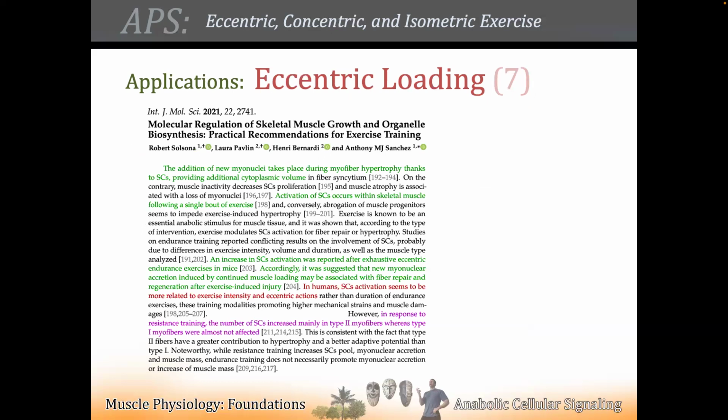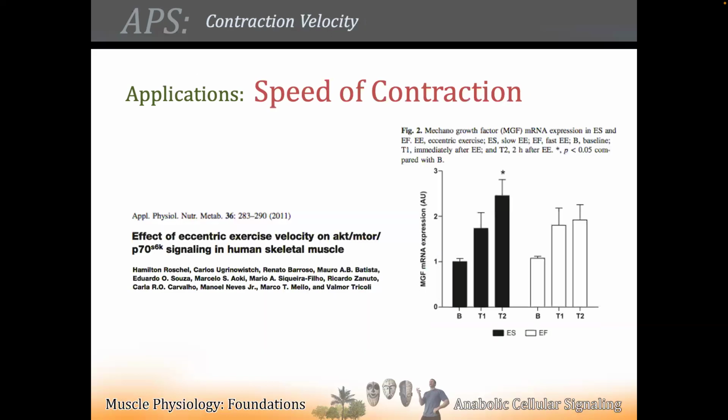But okay, remember that myonuclei are critical to growth, to hypertrophy, the growth of the muscle cell, and they're donated by satellite cells. That's what the SCs are in the text here. And the accumulation of new myonuclei, that's what permits the growth of the muscle. And eccentric stress corresponds to more satellite cell activation, especially in the type 2 fibers.